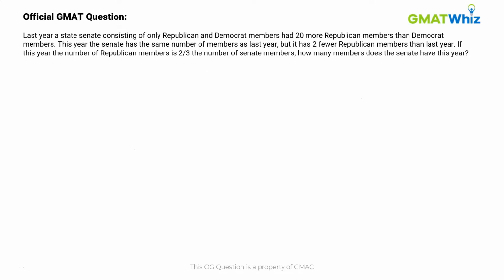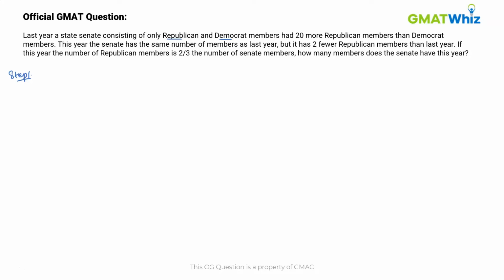In this question, we have that last year a state senate consisting of only Republican and Democrat members had 20 more Republican members than Democrat members. Now, before reading the question ahead, let's write down the information that we get from the question step by step.